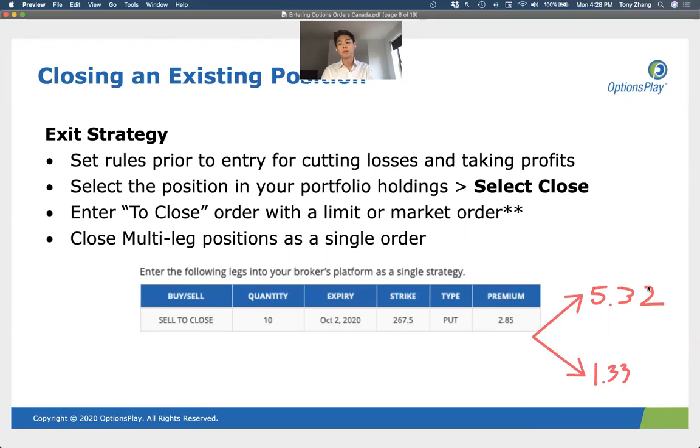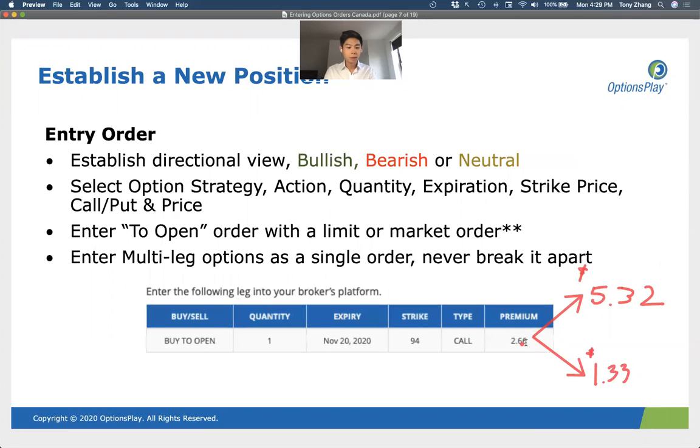So it's $5.32. What I usually have rules for before I get into a trade is to know that if I'm going to execute at $2.66, then once this call option reaches about $5.32, that's about time for me to take profits. And if the trade goes down to about $1.33, it's time for me to cut my losses. These are things that I determine before I get executed on entering the position.